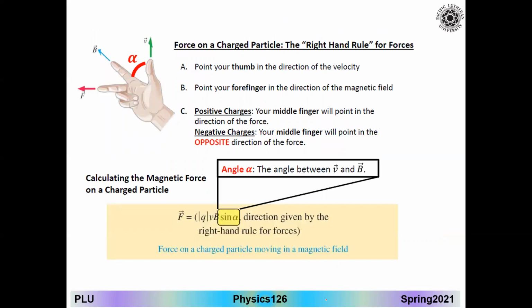Now, once we are done identifying the direction of the force, how do we find the magnitude of that force? Here's the summary for what we have, and here is the formula that we use to identify the magnetic force. It depends on the charge, with absolute value, it doesn't matter if it's positive or negative, and on velocity and magnetic field. The new part for us here is the sine of alpha. Alpha is the angle between velocity and magnetic field. That's the definition of alpha.